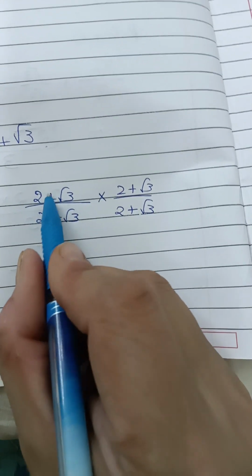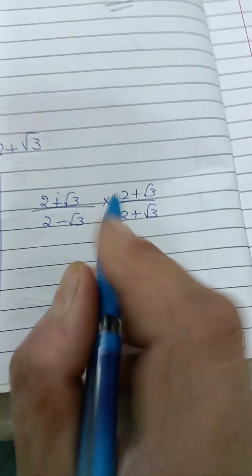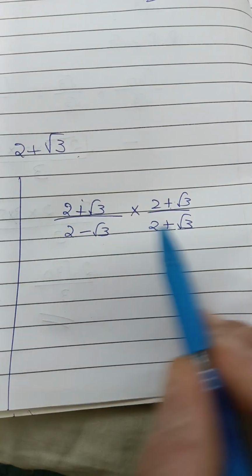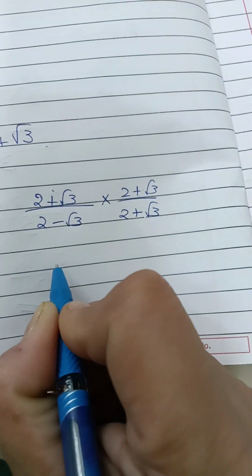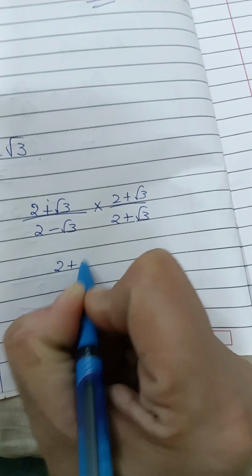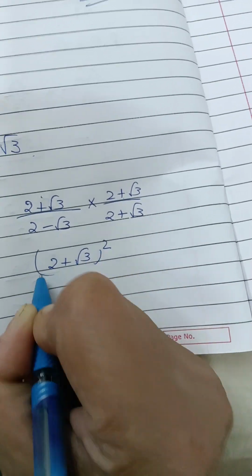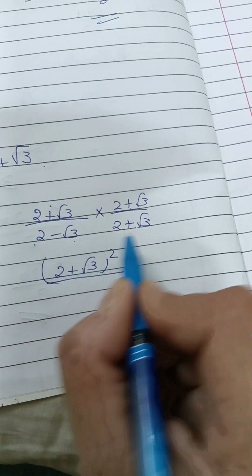It's a chance that the numerator is the same as the conjugate. It is not essential that every time you have the same numerator. It is just a chance. What we need to do is multiply both. So both are the same terms. We need to apply the formula of whole square. And the denominator is a minus b into a plus b.